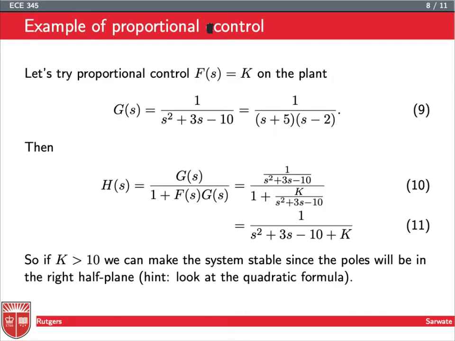So here's another example of proportional control. Let's try this same control, f of s equals k, on the following plant. Here we have a pole at -5 and a pole at +2. So that's an unstable system, right? So this thing makes it unstable.